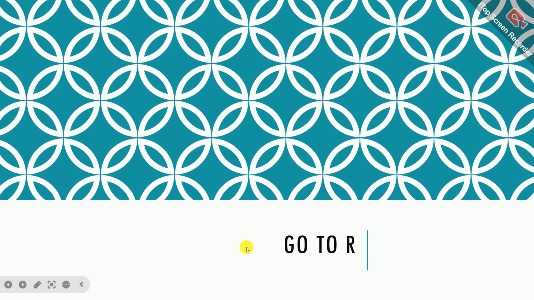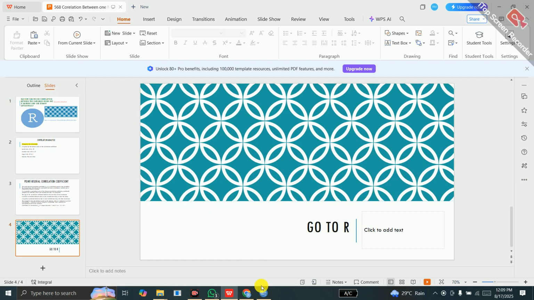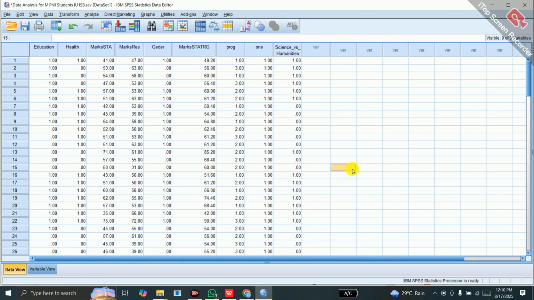For that, let me go to my SPSS data. I have already opened this file titled data analysis for my MPhil students, and it has a number of variables. Education is one categorical variable, health is another categorical variable. This is marks in statistical analysis and interpretation. These are marks in research. This is gender, where 1 is equal to male and 0 to female.